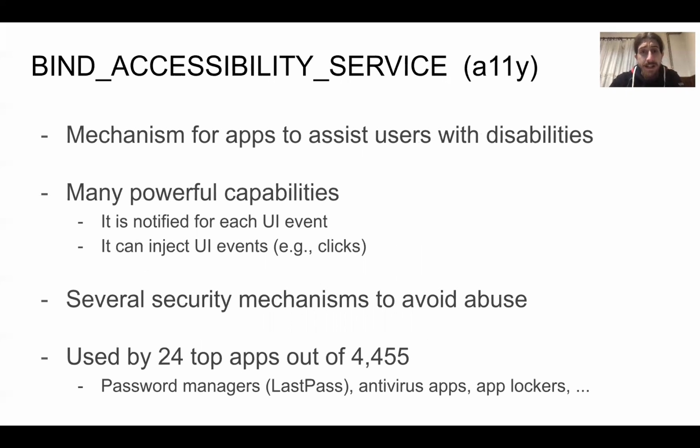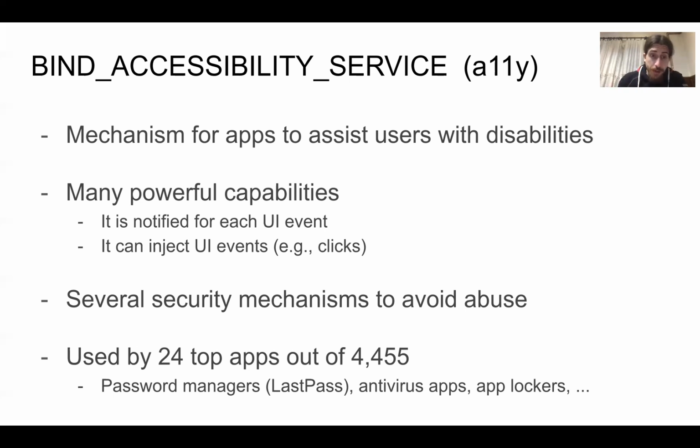And again, some notes about this CBD service. This is the second permission I want to talk about. It's a mechanism for apps to assist users with disabilities. So if you have this CBD service, the idea is that you want to assist the users with disability. And so you have a lot of very powerful capabilities, and you are notified for each UI event, and you can also inject UI events, such as clicks or automatically putting things in any widget. And one of the use cases, for example, is, I want to be able to read the text, and then I would read it out loud for people that have problems seeing things, okay?